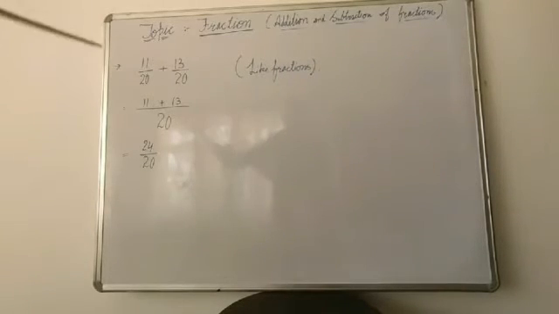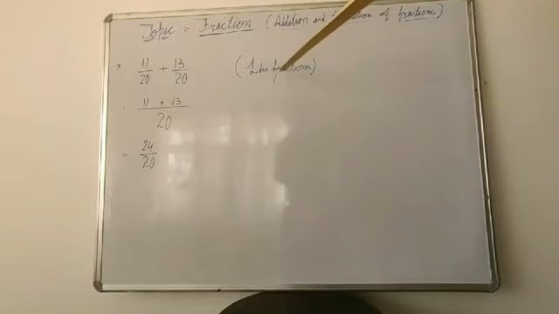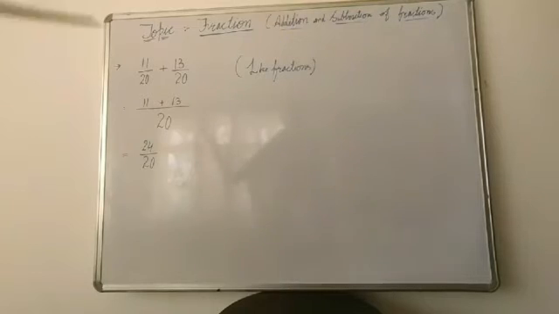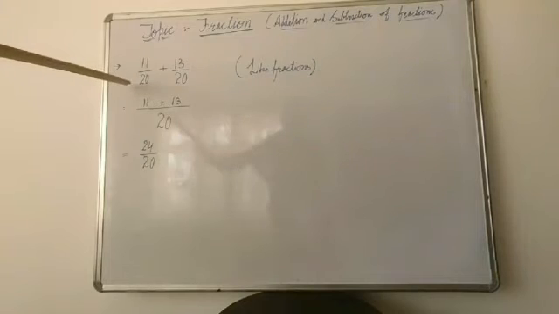Here the question is 11 by 20 plus 13 by 20. In these fractions, denominators are the same, so these fractions are like fractions. You know that very well. What are like fractions? Like fractions are those fractions in which denominators are the same. It is very easy to add two like fractions.